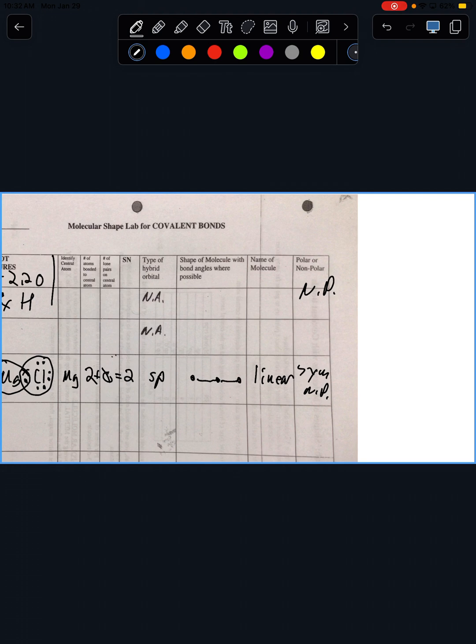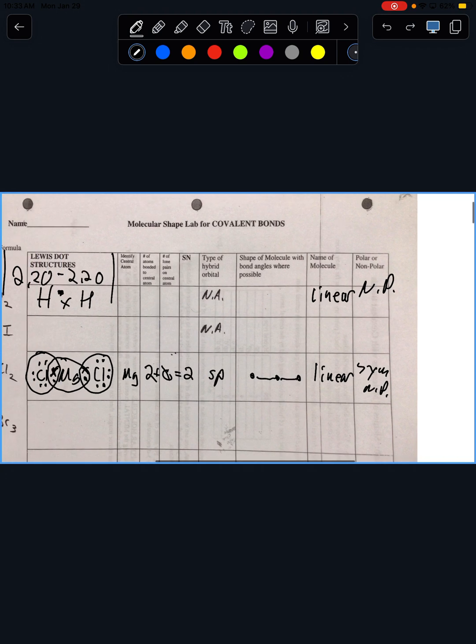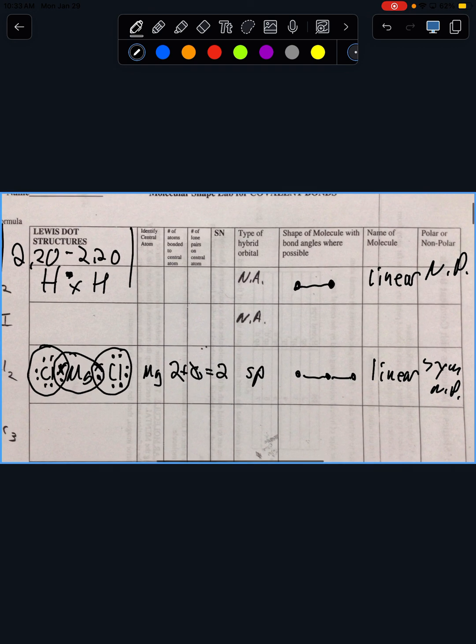When you only have 2 atoms, it must be named linear, right? 2 points make a line. If you have 2 atoms, it's impossible to be anything else but a line. You can pick either hydrogen to be the central atom. It doesn't matter. You'll get the same answer whichever one you pick, okay?